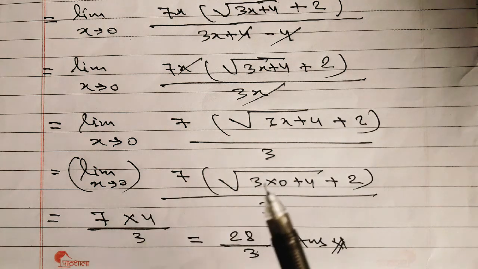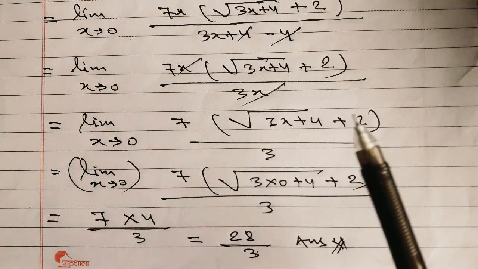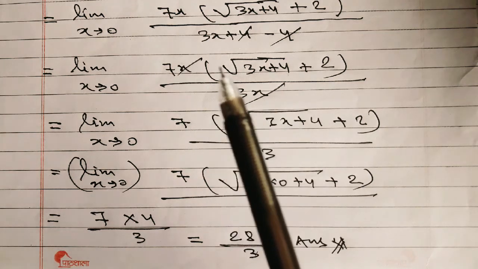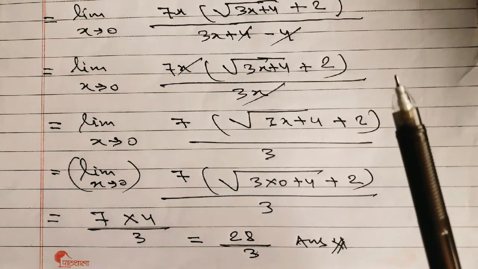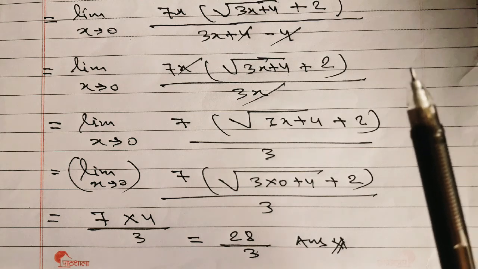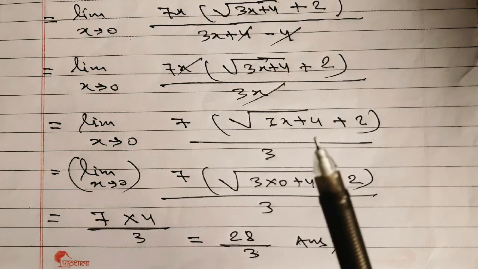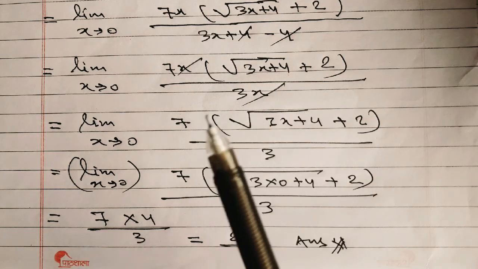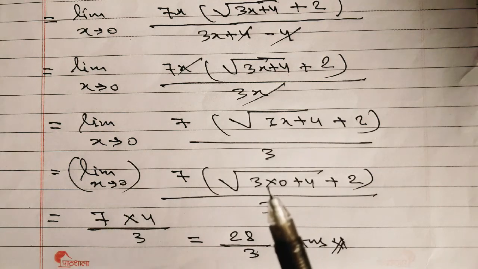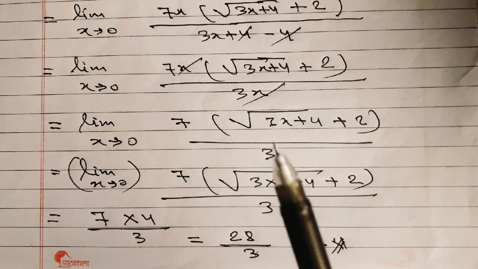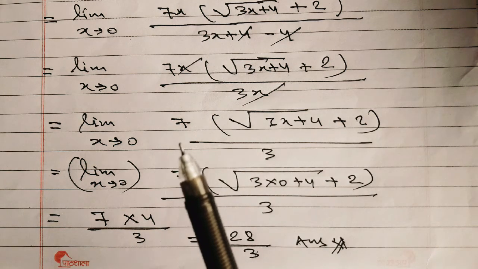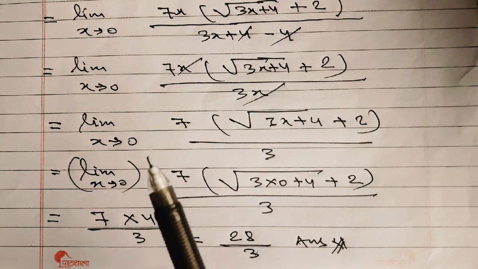Now after cancelling x, the 0 by 0 form has been eliminated. That means we have removed the 0 by 0 form, and now we can find the limit of the function. So let's put the value of x equal to 0. We can easily do this because the function is already defined after cancelling x and x.